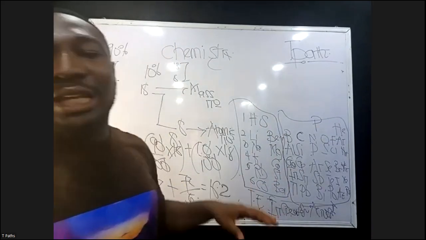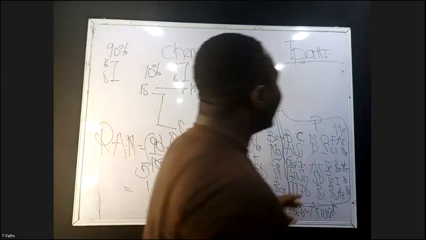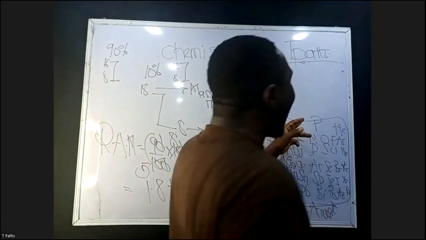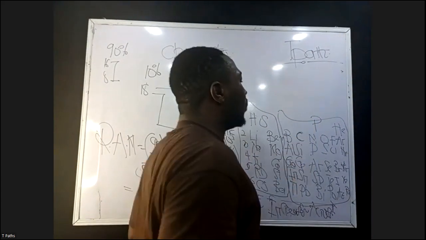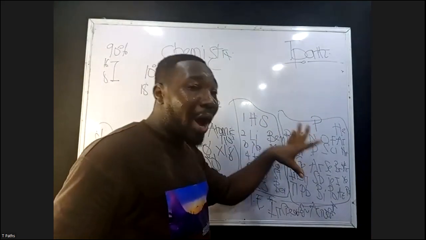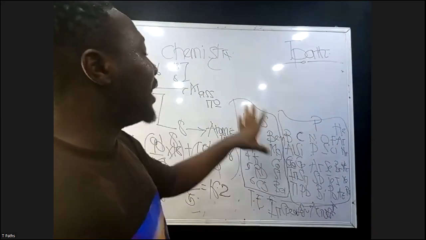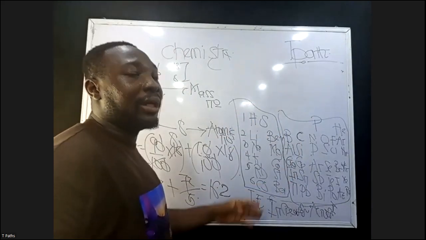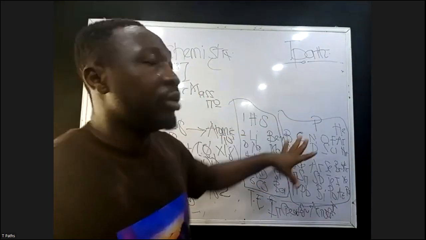They are found where? In the s orbital, while the outermost shell electrons here are found in the p orbital. That is why you have them in the p block. This is the s block, and we have the p block. The transition elements we're not talking about. This is what I'm facing today.